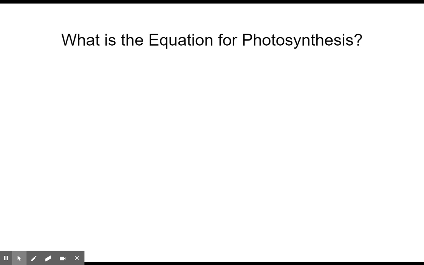What is the equation for photosynthesis? This is something that you need to know and you need to memorize it. So pause the video and try to write it down. It's easier to memorize things by writing them down. So go ahead and pause it and try to write it down.